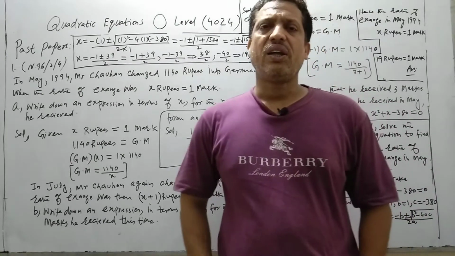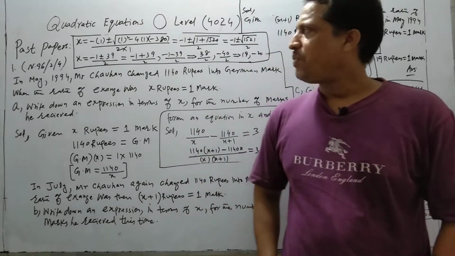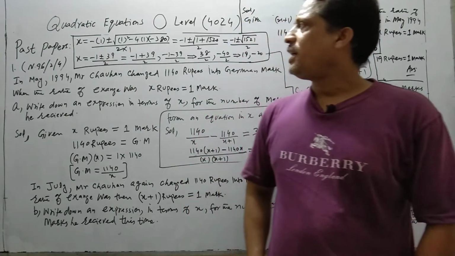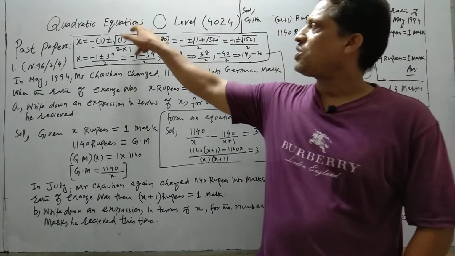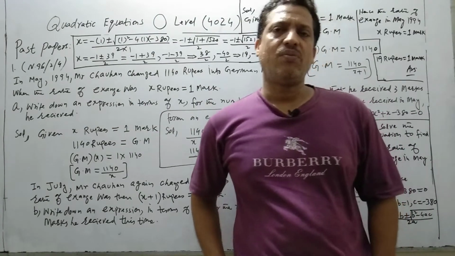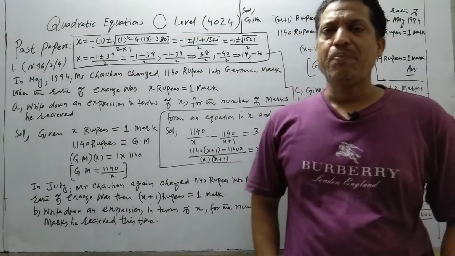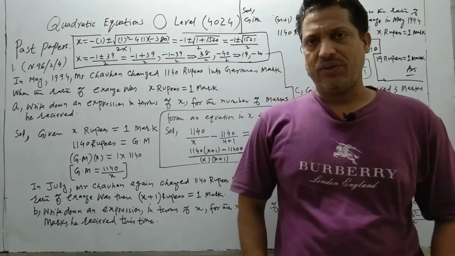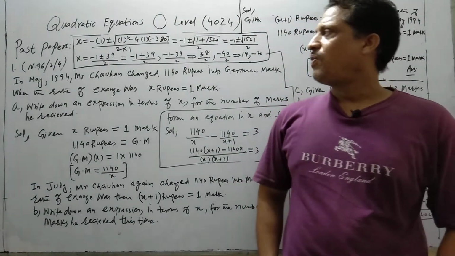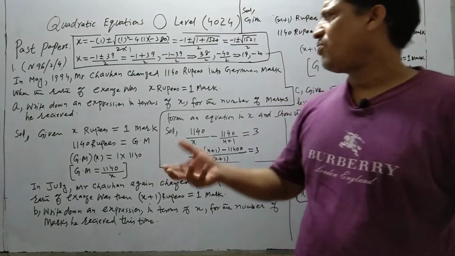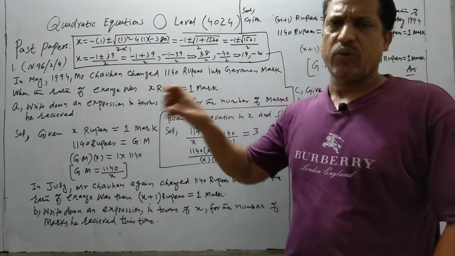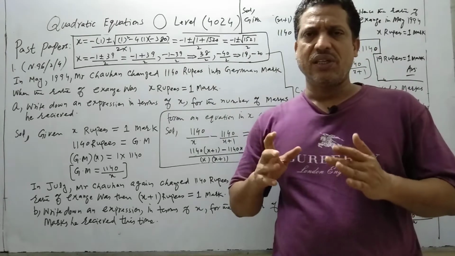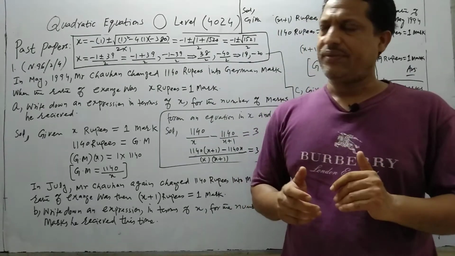Today we are going to start past papers, past examination questions. Students, the quadratic equations topic comes almost every year in paper 2. Paper 2 means where a calculator is allowed, and a word problem comes in the paper 2 exam, and the total marks of this question is around 9 to 12.